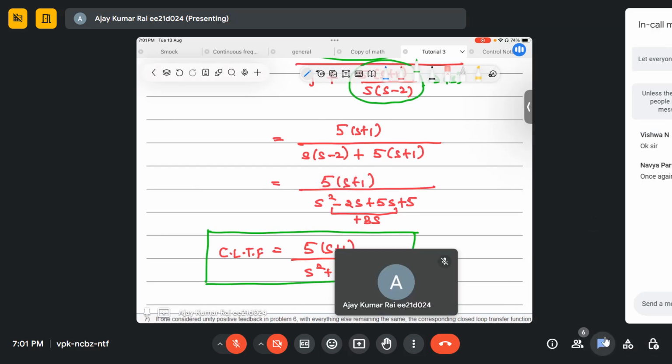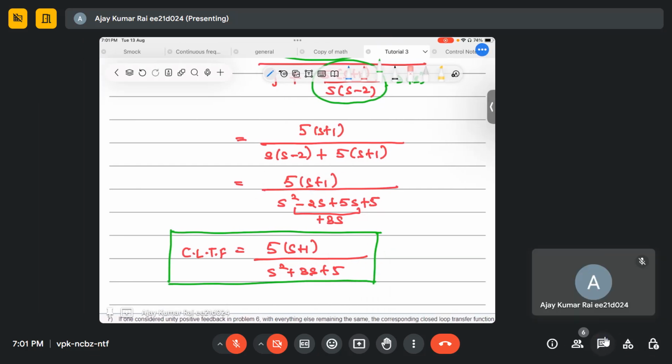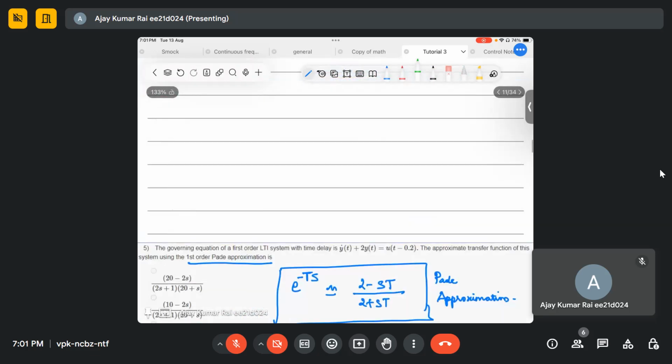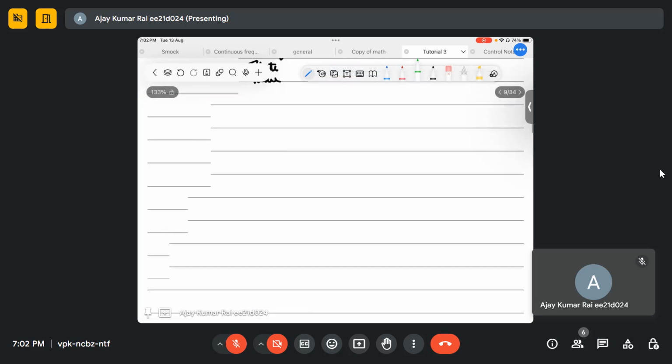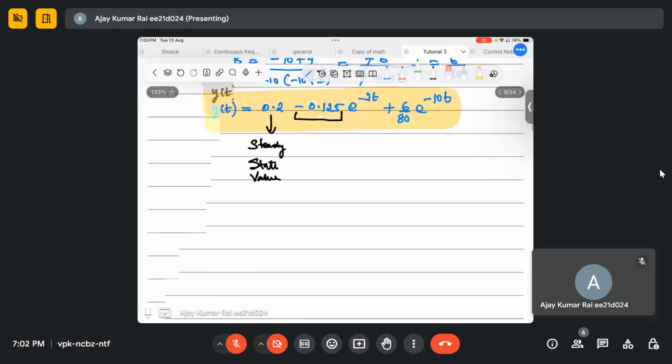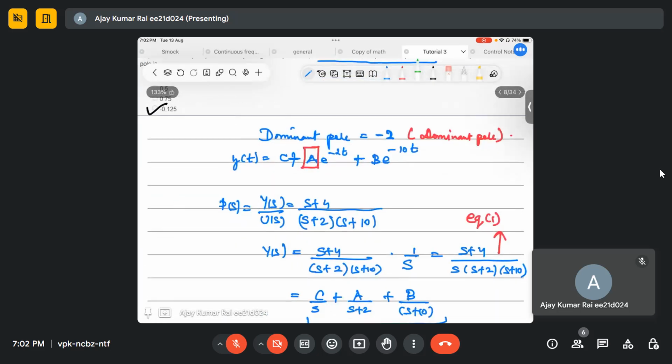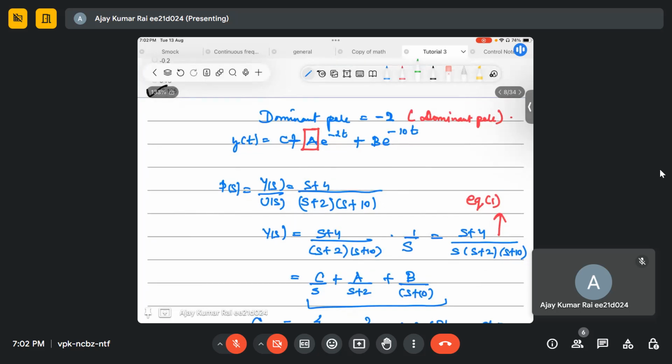Okay, so I got one comment: third and fourth answer. So this is the third one, the unit step response of the system. Okay, so I'll start from here.